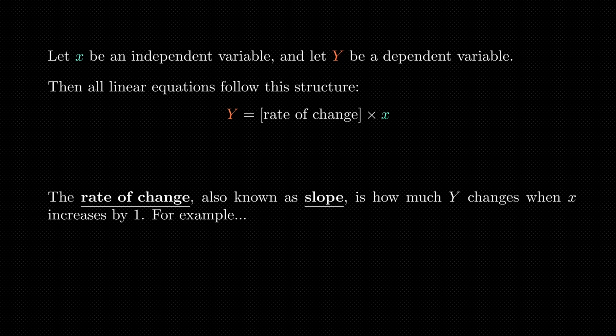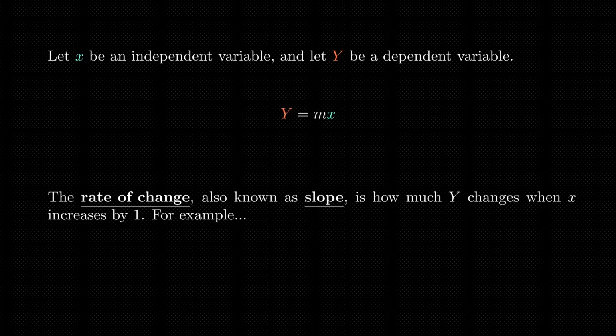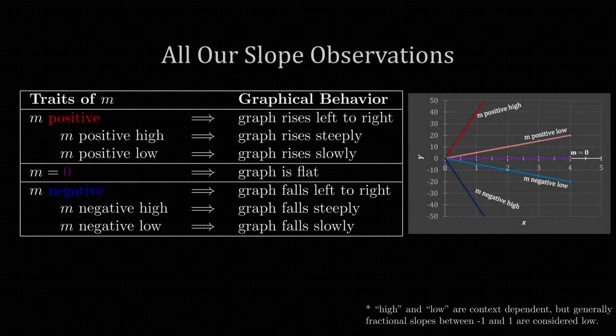And just some more housekeeping stuff before we move on. Let's assign a variable to represent this rate of change. And to match what you learned in school, let's use none other than m. Here's a table summarizing all of the trends that we noticed when we worked with m in the previous driving and haircut examples. Feel free to pause and take a look, and there's also an image of this in the description as well.